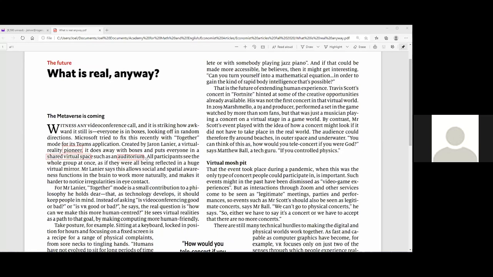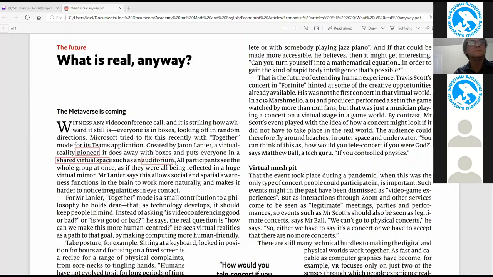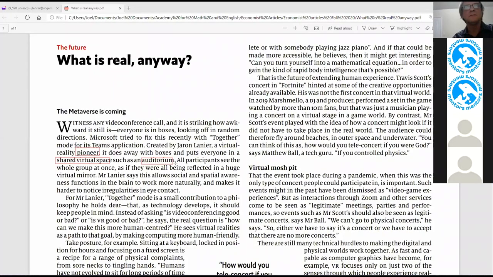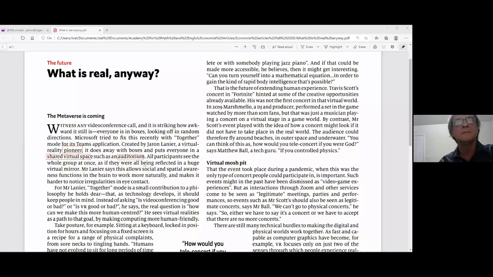Mr. Lanier says this allows social and spatial awareness functions in the brain to work more naturally and makes it harder to notice irregularities in eye contact.